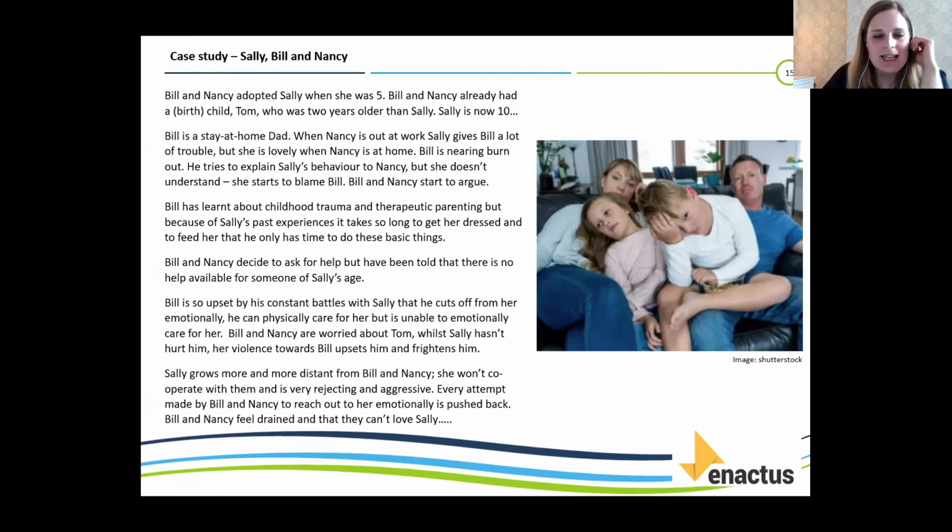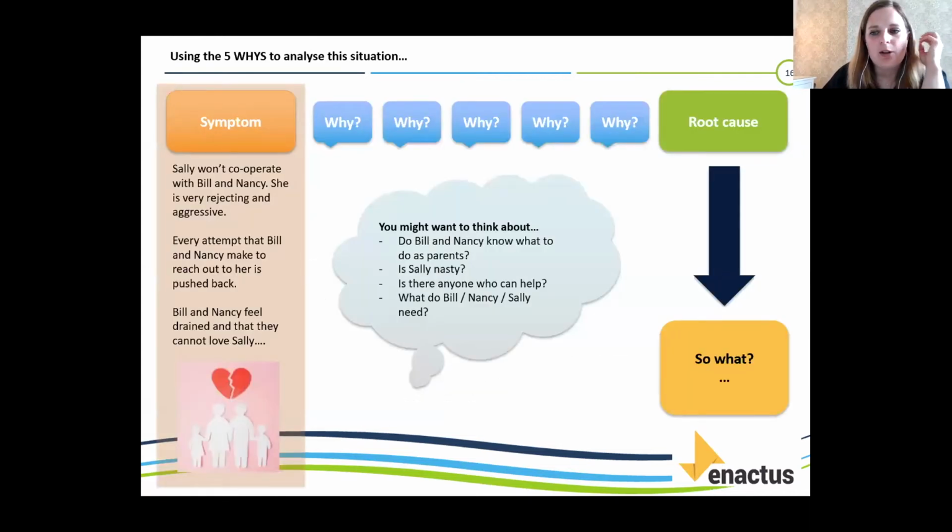So if we take Sally and we look at the 5 whys, we're taking the symptom, which is that Sally won't cooperate with Bill and Nancy. She's rejecting and she's aggressive. And whenever they try to emotionally connect with her, Sally is pushing them back. And so Bill and Nancy feel drained and that they cannot love Sally. What I'd like you to do is, we will have 15 minutes in breakout groups to go away and ask, why might that be happening? And then, as we did with the plates, why might that be happening again? So that we can get to the root cause and maybe a possible solution.